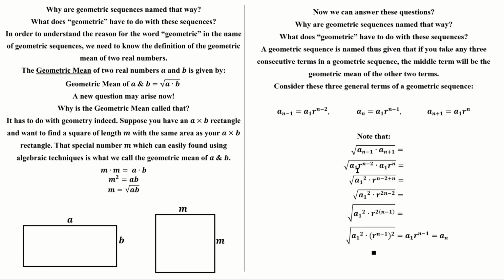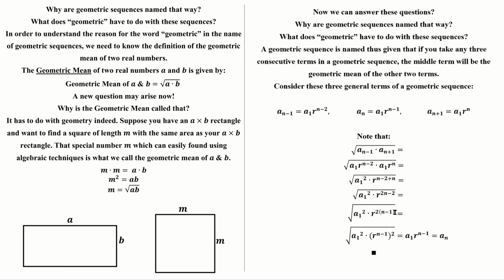Now that's going to give us a1 times a1, which is a1 squared, times r to the, of course we're going to add the exponents because of the product rule, which says when you multiply two powers with the same base, keep the base, add the exponents, right? So we end up with the square root of a1 squared times r to the power of 2n, right? Combine the n's, minus 2. That means the square root of a1 squared times r to the, we're going to factor out a 2.